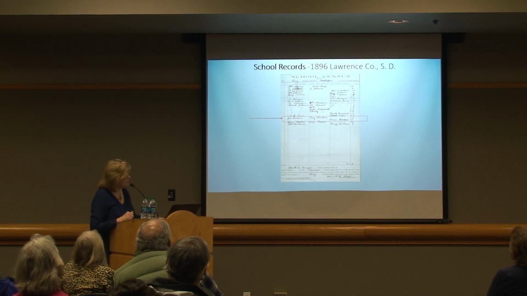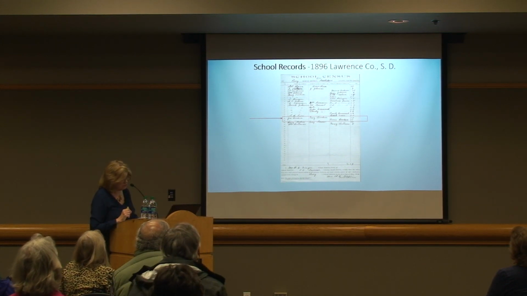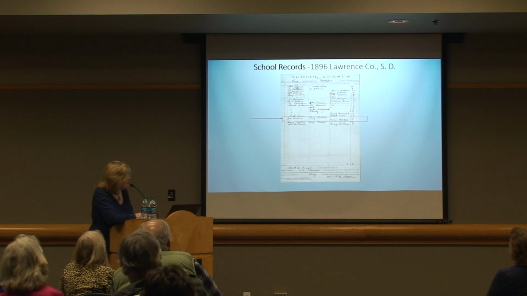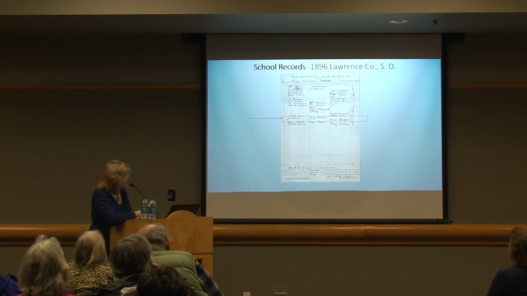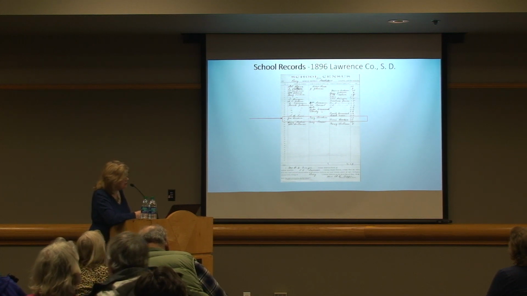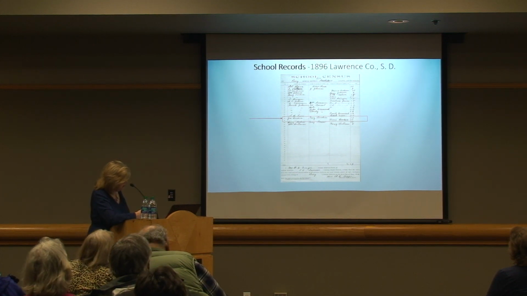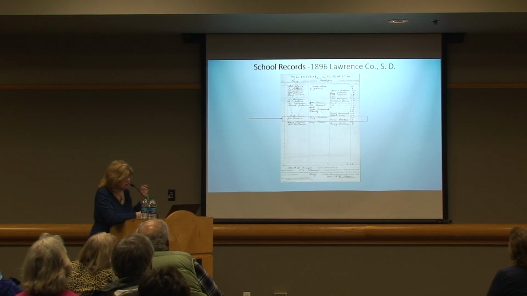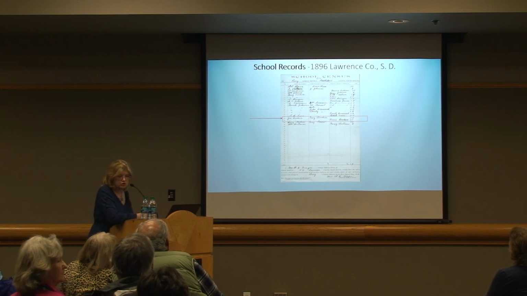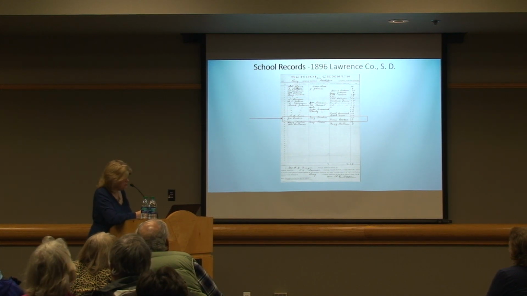You can also find information about your ancestors around 1890 if you look at school records. Now, this is a school census from Lawrence County, South Dakota. And in it, we find Gary Woodson, age 15, his sister Bessie, who is age 13, and their parent, James. Now, this is not going to tell us anything else, but at least it shows there's a family relationship and where they were located.